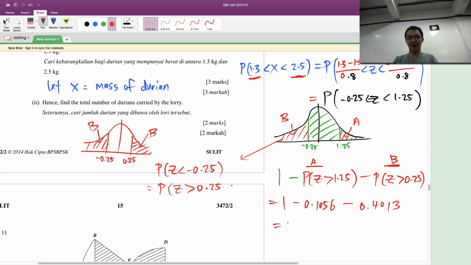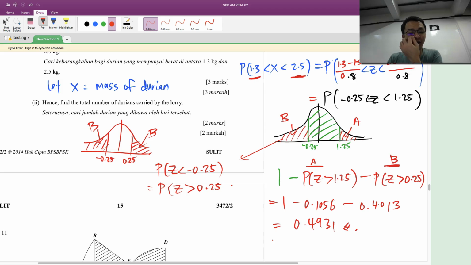You can easily get the answer: 1 minus 0.1056 minus 0.4013. Then you get the answer 0.4931. Okay, this is how we solve this kind of question.